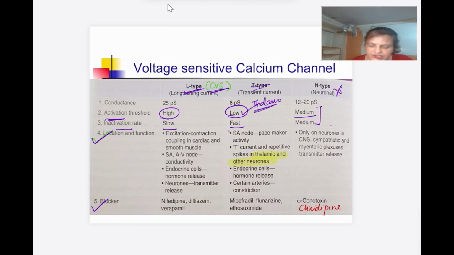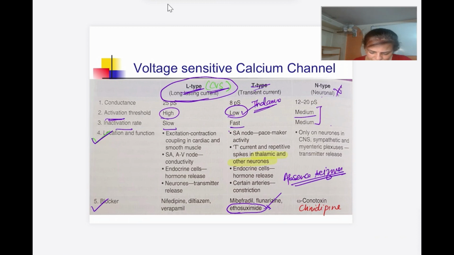This T type, which is present in the thalamus, is blocked by a drug which I have already explained in my video on antiepileptic drugs, ethosuximide. It acts by blocking only the T type of calcium channel. So we use it for the treatment of absence seizure. And all three classes of drug, dihydropyridines, phenylalkylamine, and benzothiazepine, act by blocking the L type of calcium channel.